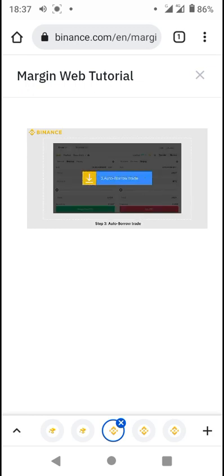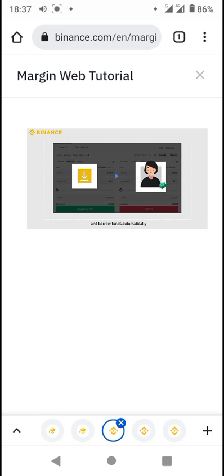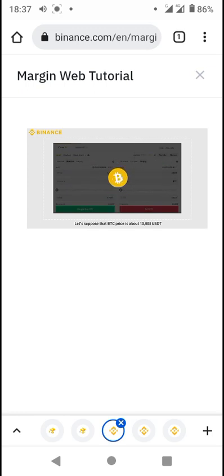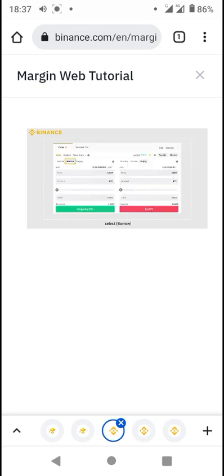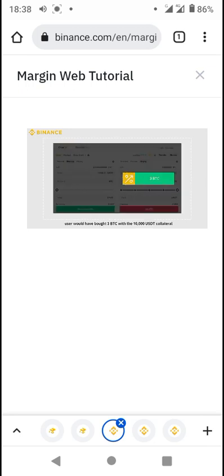Step 3. Auto borrow trade. Place an order and borrow funds automatically. Let's suppose that the BTC price is about 10,000 USDT. Select Borrow. Insert the price 10,000. Insert the quantity 3. And click on Margin by BTC. Once the order is fulfilled, the user will have bought 3 BTC with the 10,000 USDT collateral and borrowed 20,000 USDT automatically.